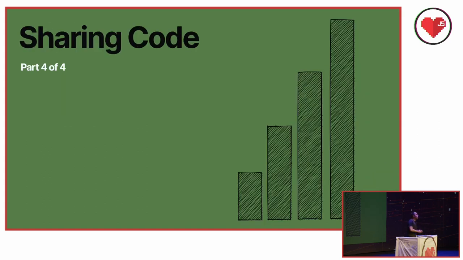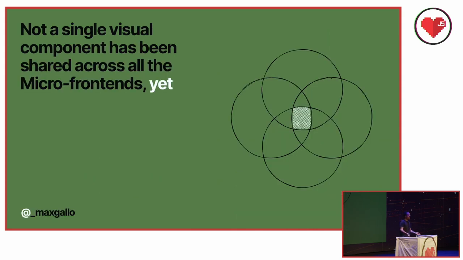Last but not least, sharing code. Sharing code has been huge for us because last time I was on this stage talking about this, we said we are duplicating by design, not by accident. By design, we are saying duplicate the header and the footer in three or four places. We were doing that because we favored autonomy for the team at the cost of visual inconsistencies. As of today, three years after, we haven't shared a single visual component across all the micro frontends yet.